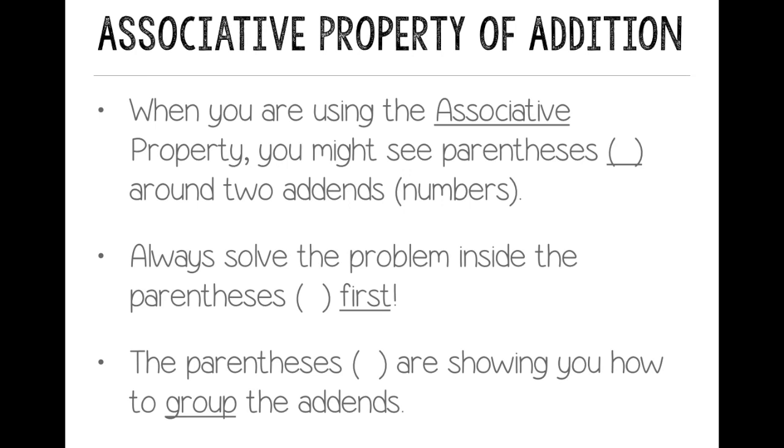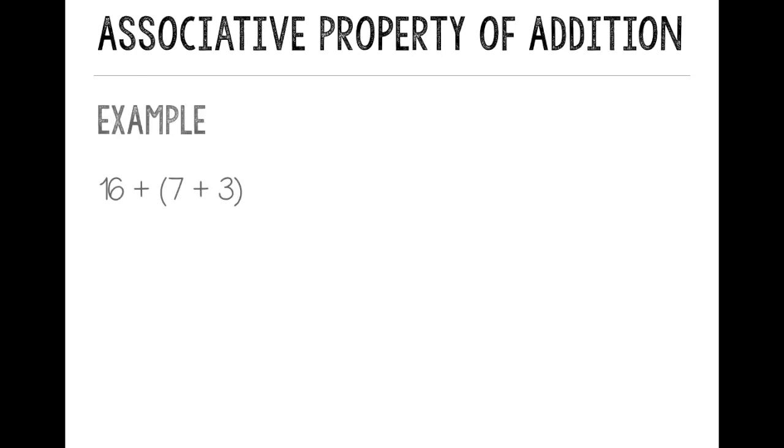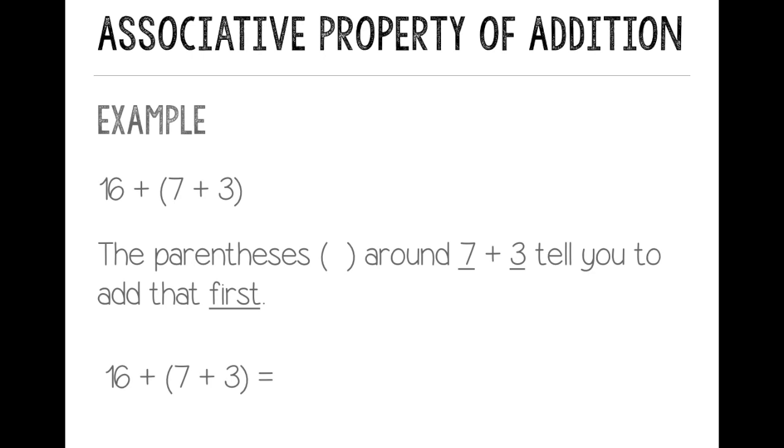Let's look at an example using the associative property. If I'm trying to add 16 plus 7 plus 3, the parentheses around 7 plus 3 tell me to add that first. So 7 plus 3 is 10, and then I can add 16 plus 10, and I get a sum of 26.